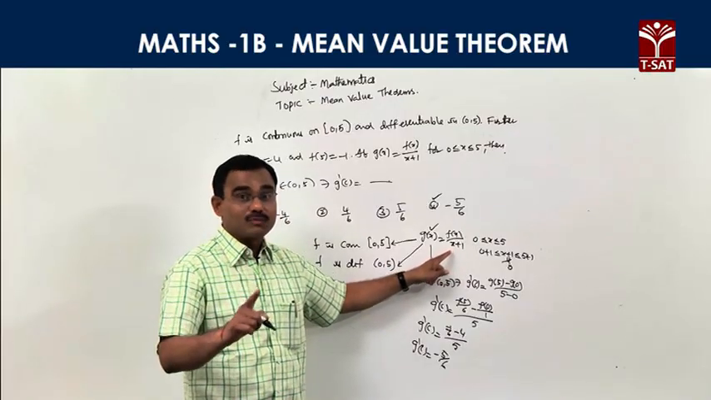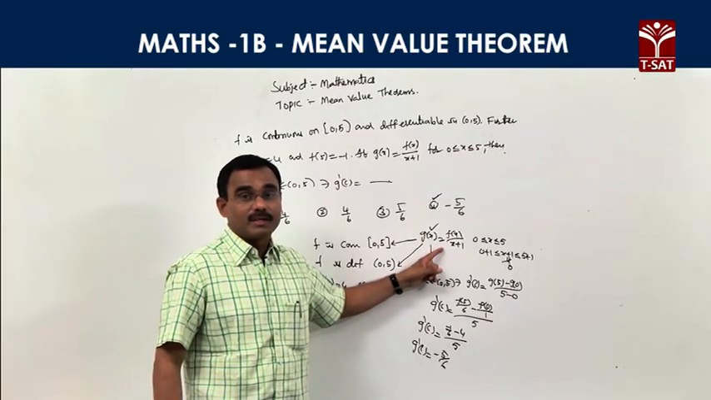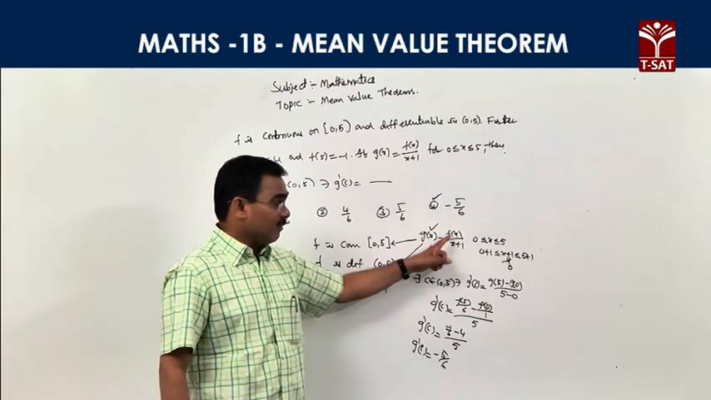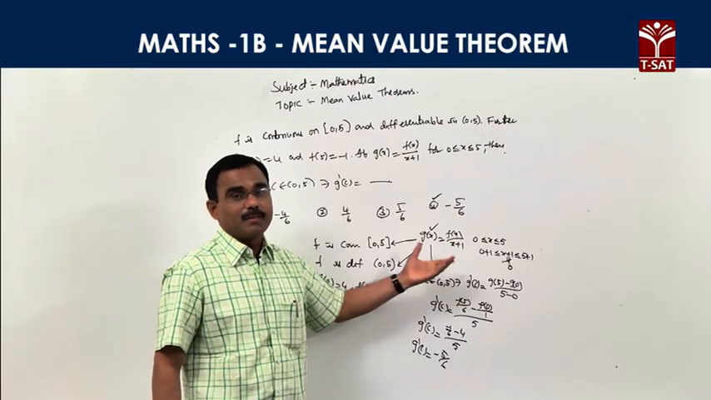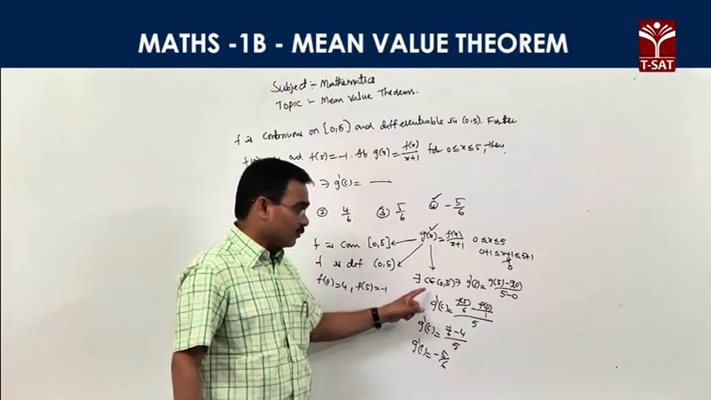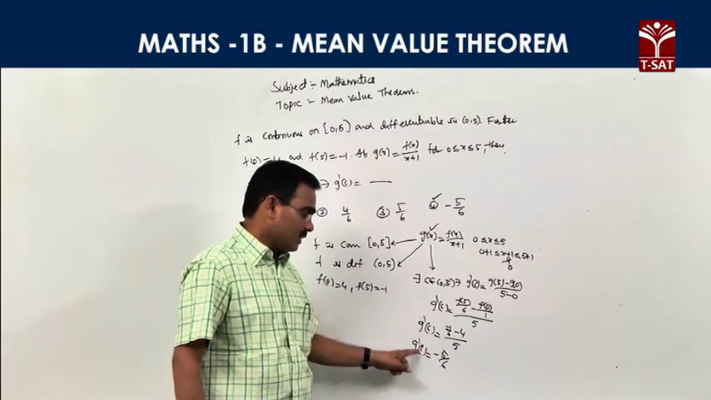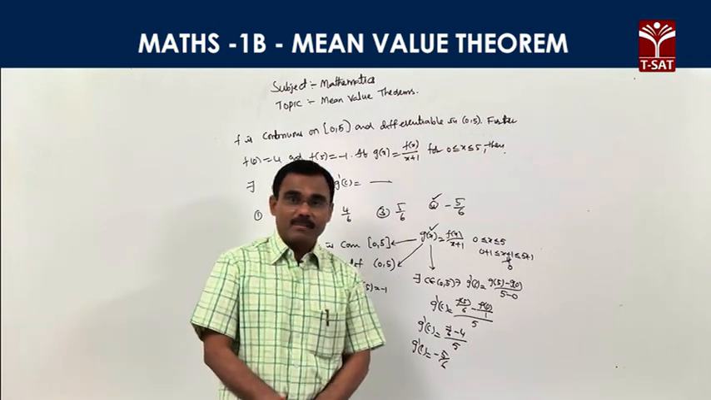First you check whether x plus 1 is 0 or not. Clearly x plus 1 is not equal to 0, that's why this function is meaningful. And f of x is continuous and differentiable, so g of x is also continuous and differentiable, and the denominator is not equal to 0. Applying Lagrange's mean value theorem to the function g, you get g dash c equal to minus 5 by 6. So the required answer is minus 5 by 6.